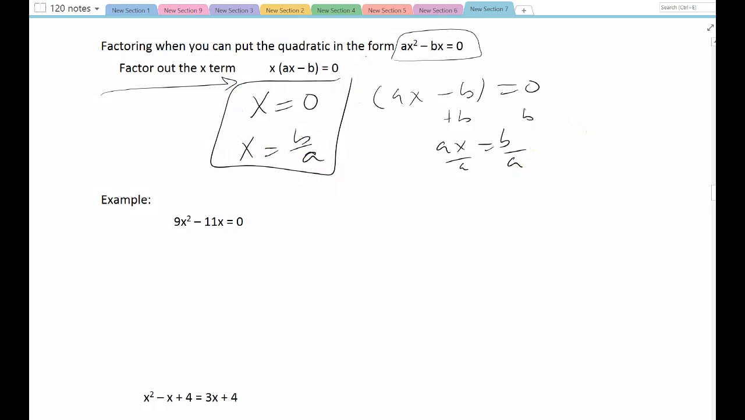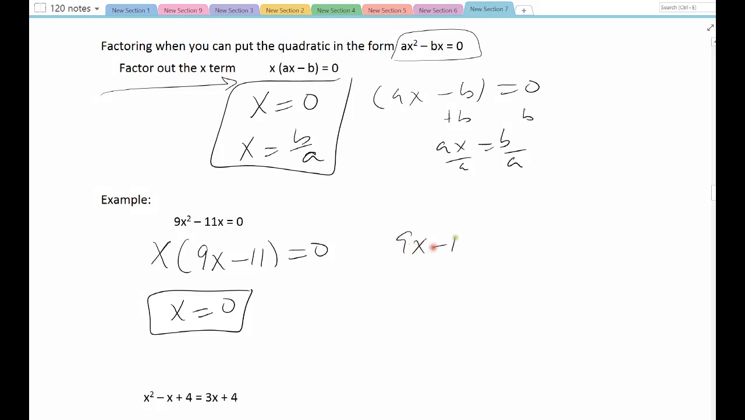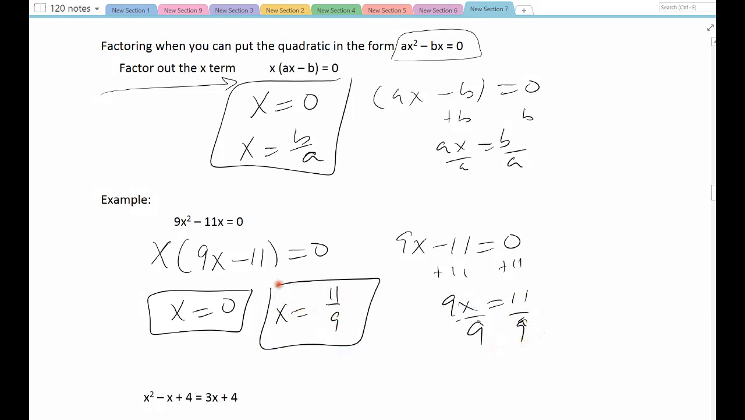Now we'll do the example with the actual numbers. Alright, so this is an example. I've got a square term and an x term. So the first thing we do is we factor out x. When I factor out x, I'm left with a 9x and an 11. And so one solution is x equals 0. One of my answers crosses the x-axis at 0. The other solution would be at 9x equals 11. I've got to solve that. So again, I've moved my 11 over. I'm left with 9x equals 11, so x equals 11 divided by 9. And so the other one is 11 ninths. So it crosses the x-axis at 0 and 11 ninths.